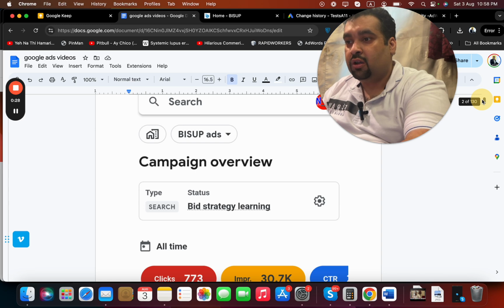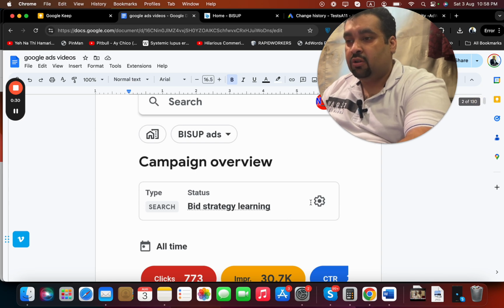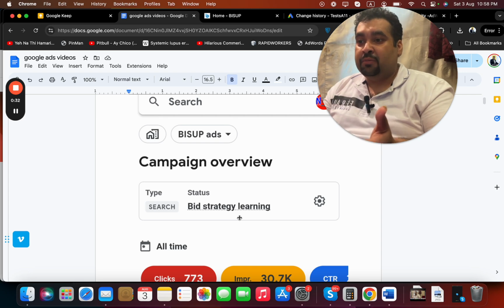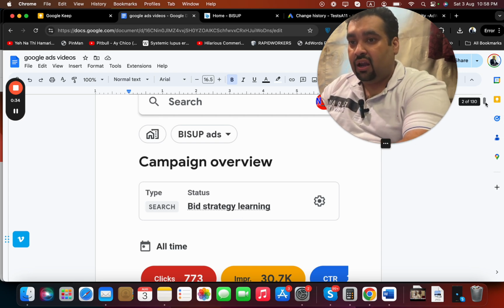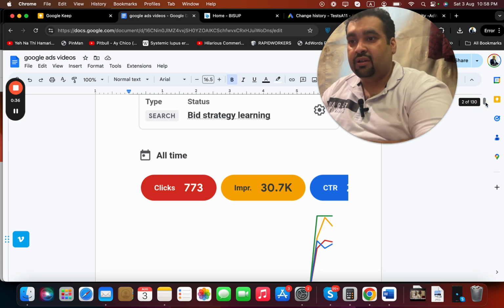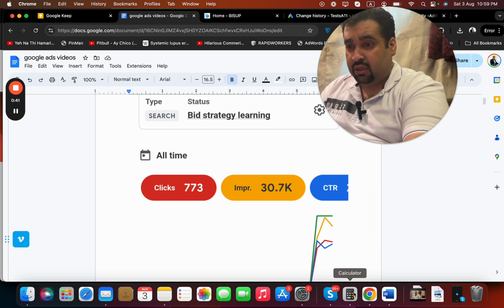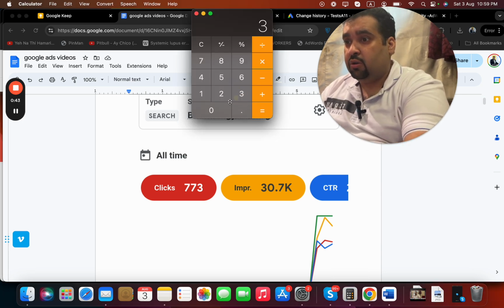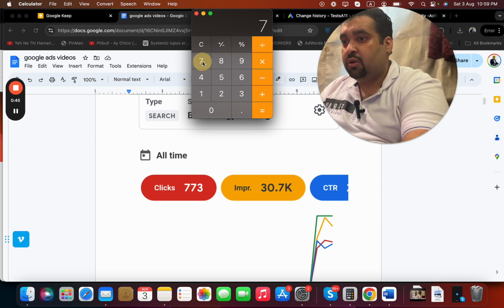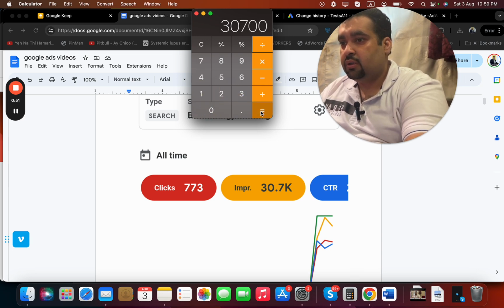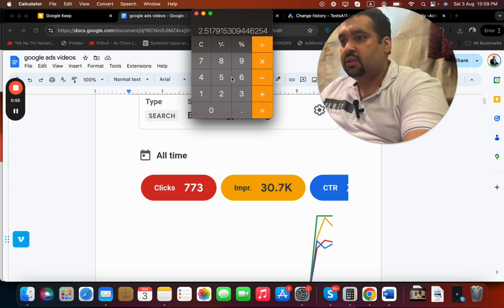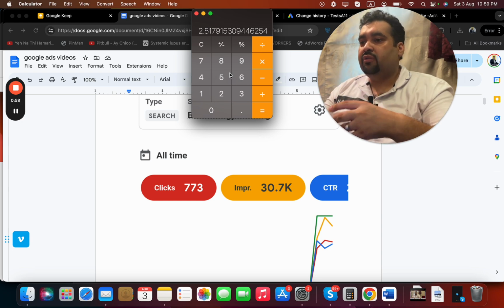Okay, so you have a bid strategy that is still learning, and you have 773 clicks in total, and around 30,000 impressions. So if I divide 773 by 30,700 and multiply it by 100, the CTR seems to be around 2.5%.